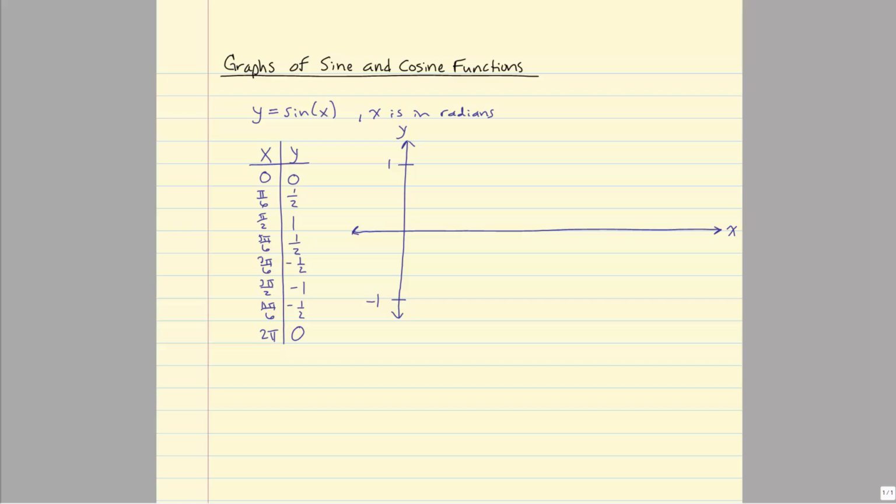Now I want to plot these points, 0, pi over 6, pi over 2, but I want to be really consistent. So what I'm going to do is only make tick marks at these important quadrantal points. So again, this is 0.